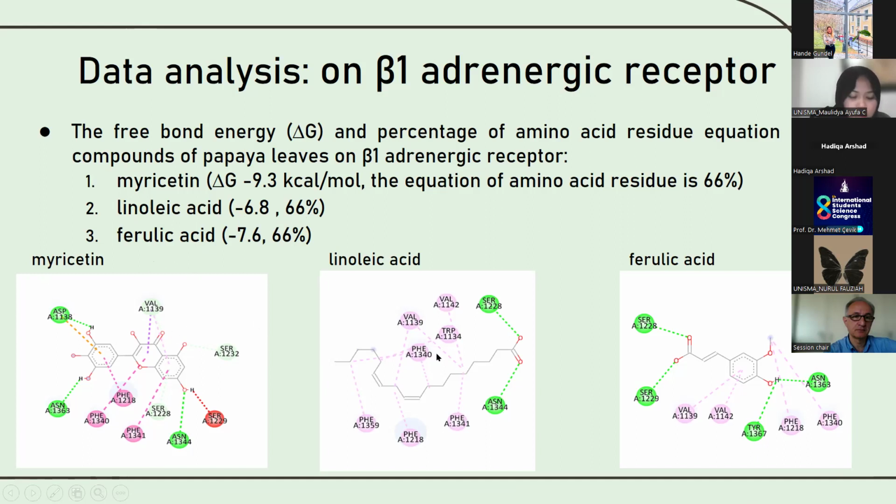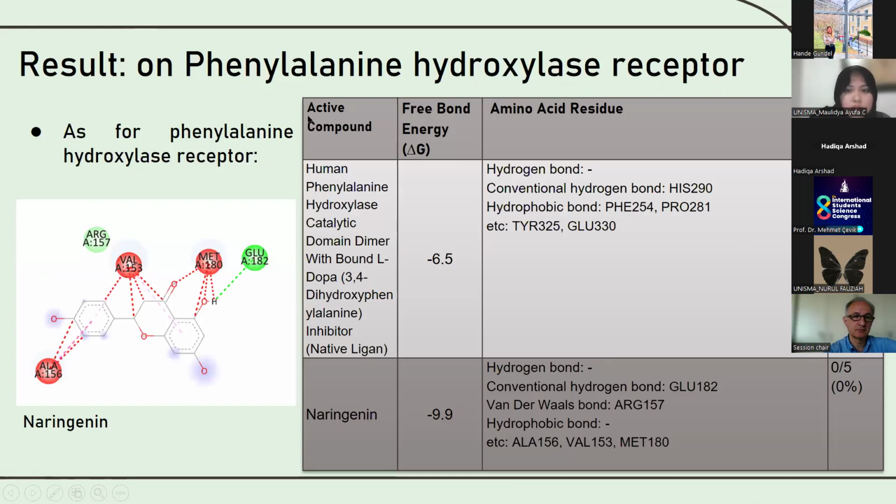This is the visualization of myristicin, this is the visualization of linoleic acid, and this is the visualization of ferulic acid. This visualization shows the molecule binding to another molecule. On the phenylalanine hydroxylase receptor, the top is naringenin with minus 9.9, and the amino acid residue similarity is 0 because none of the molecules is the same as the native ligand.